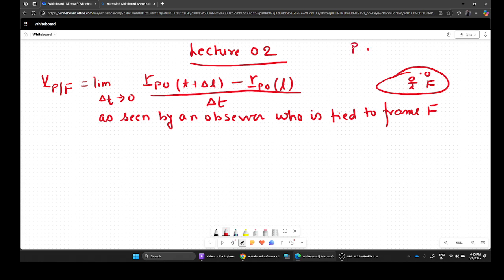RPO is the position vector of the particle of interest P. This is at time t, and then the same particle would move to another location at time t plus delta t, and we get another RPO, another position vector. Those are the quantities that are appearing here. In this definition, O is a point fixed in frame F.